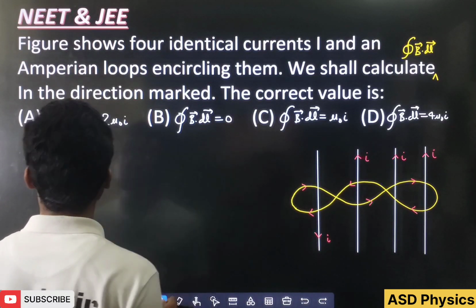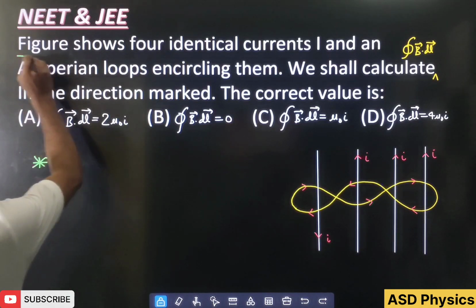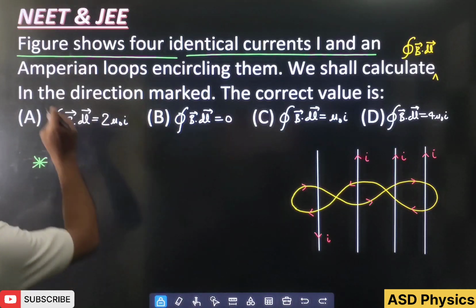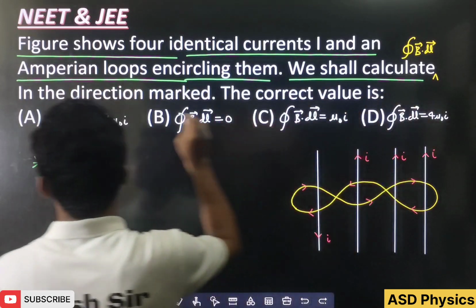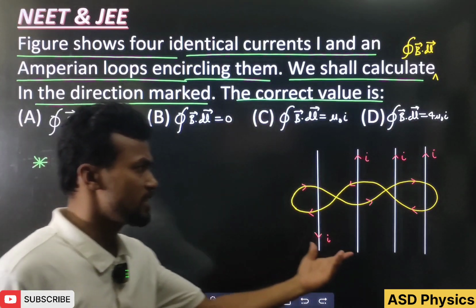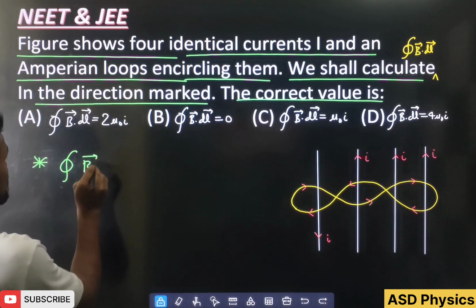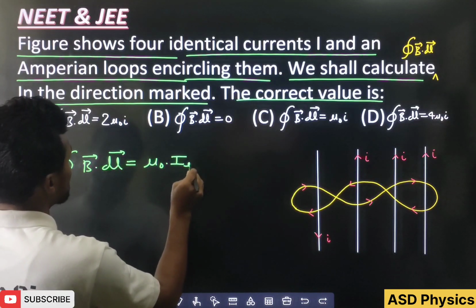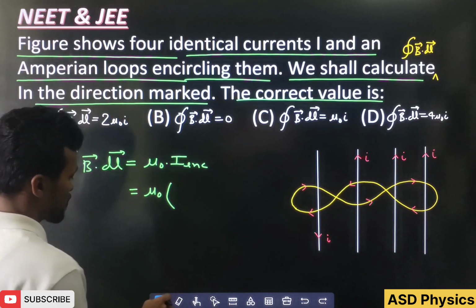Now students, let's see this question again. Here also we have to use the basics. For NEET and JEE, this question is important. So what is the question? Kindly see here. The figure shows 4 identical currents I and an Amperian loop encircling them. We shall calculate in the direction marked; the correct value is... Okay, so this is given here. Again Ampere's circuital law means closed integral B.dl is equal to mu naught into I enclosed. That means mu naught. Again the story will start here.